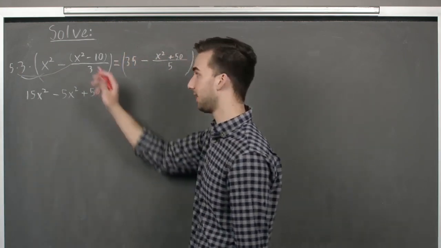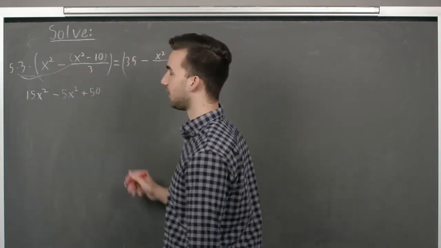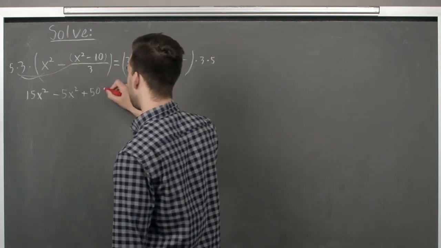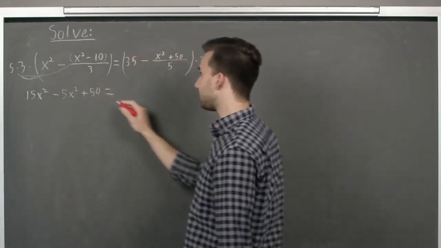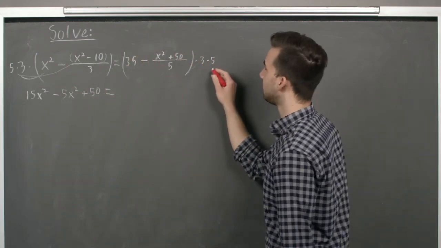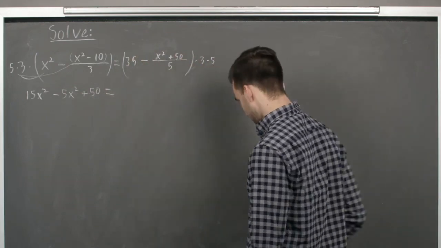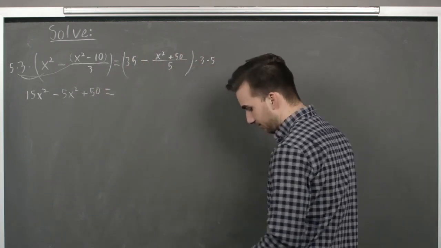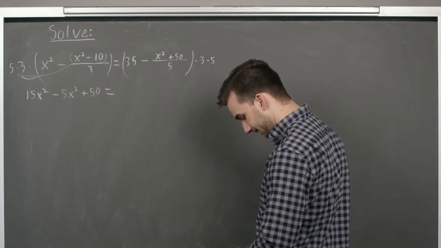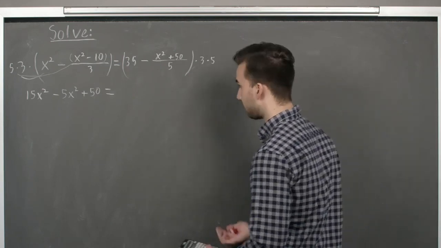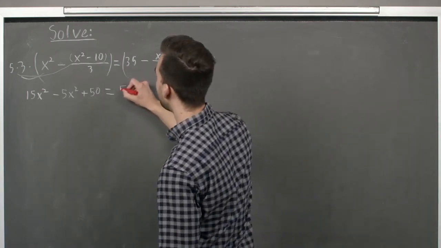If you need to break that into single steps, you can. I just did it all in one step. So this side is done, and now we have this side. So 15 times 35, I'm going to need my calculator for that one, is 525.